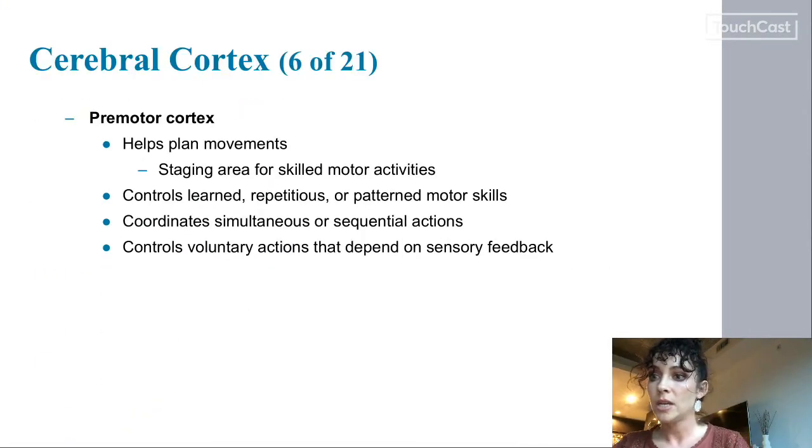Moving on, if we look at the premotor cortex, this helps us plan our movements. It's the staging area where we set up for skilled motor activities, where controls are learned, repetitions, patterns, motor skills like shooting a free throw or swinging a baseball bat. So it coordinates simultaneous or sequential actions. We know that pitching a baseball isn't just one movement from our wrist. It takes a sequence starting all the way from our hips, shoulders, elbows, and then finally the wrist. It also controls voluntary action that is dependent on sensory feedback. So getting something right takes a lot of repetition to make a perfect pattern.